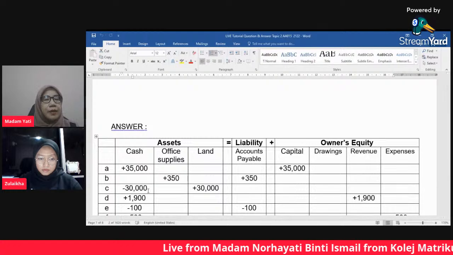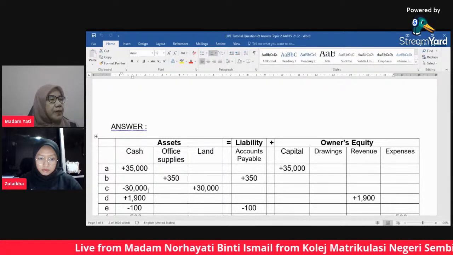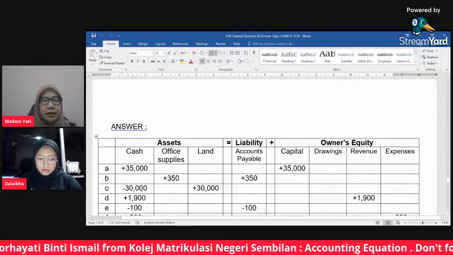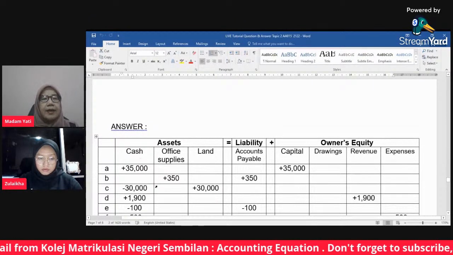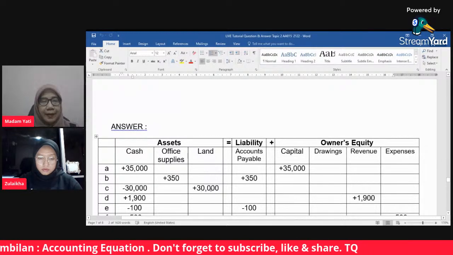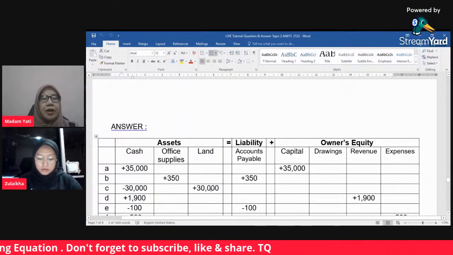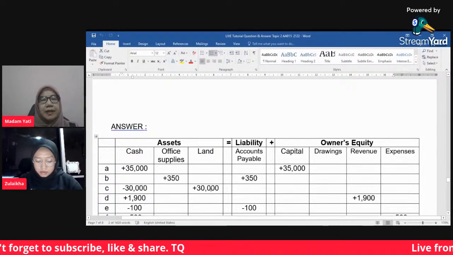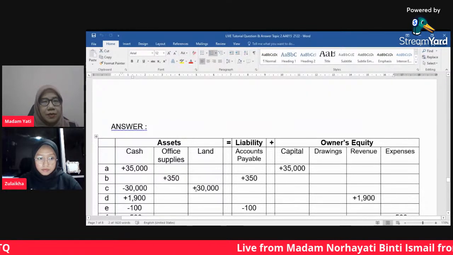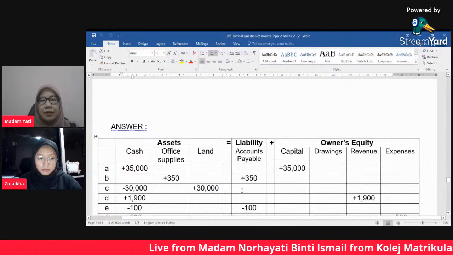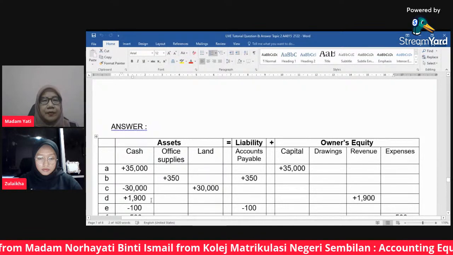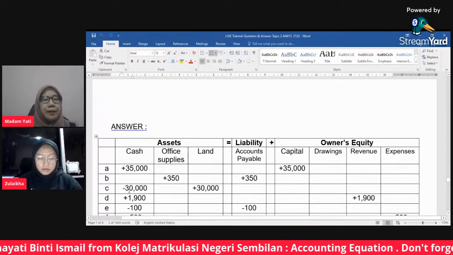Okay, the next one, C. Pay cash for 30,000. So we have to pay cash, decrease in asset, column cash, and at the same time increase in asset. Kategori apa? Land. Land ialah asset, non-current asset. So you can see 1 minus 30,000 dan 1 plus 30,000. So dia balance lah sebab sini kosong lah. Liability kosong, owner's equity kosong. So dia dua ni dia jadi balance. Okay, sebab 1 tambah 1 tolak.